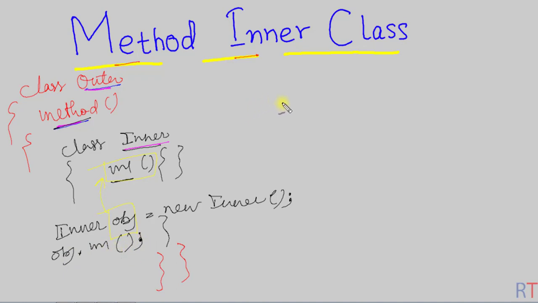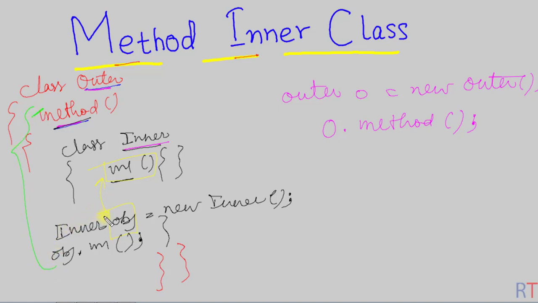So whenever we create object of the outer class and we use that object and invoke the outer method, then all the code written inside the outer method will be executed, including the object of the inner class will be created, and also the inner method call will be invoked.